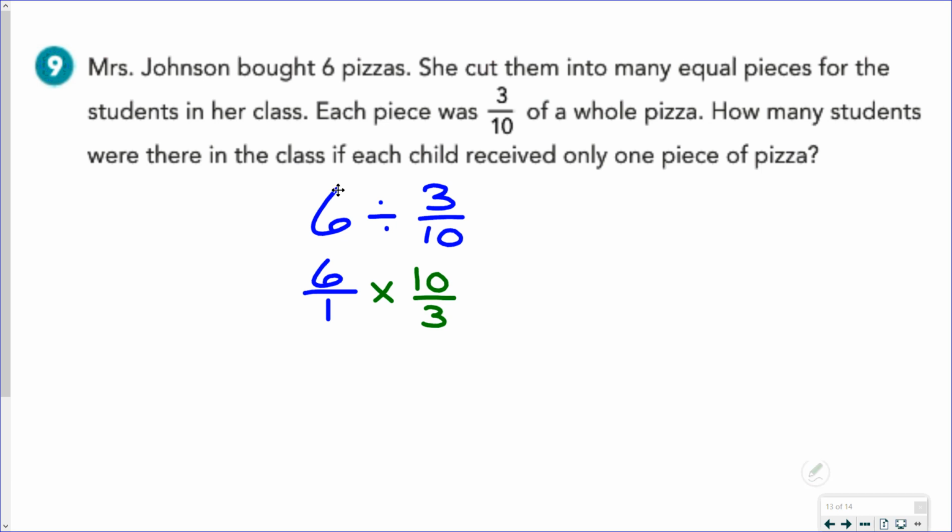And we can. We can divide both 6 and 3 by 3. 6 divided by 3 is 2. 3 divided by 3 is 1. 2 times 10 is 20. 1 times 1 is 1. 20 over 1 is 20. And that would be 20 students.